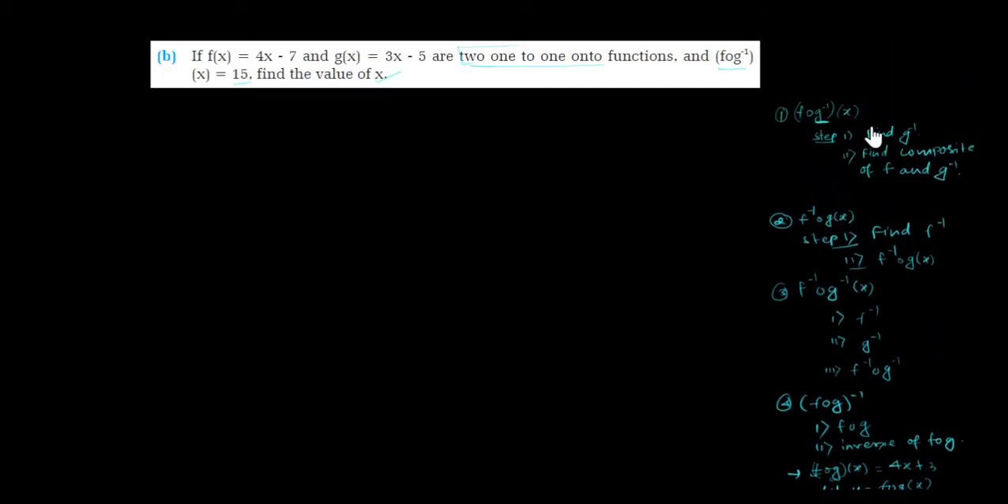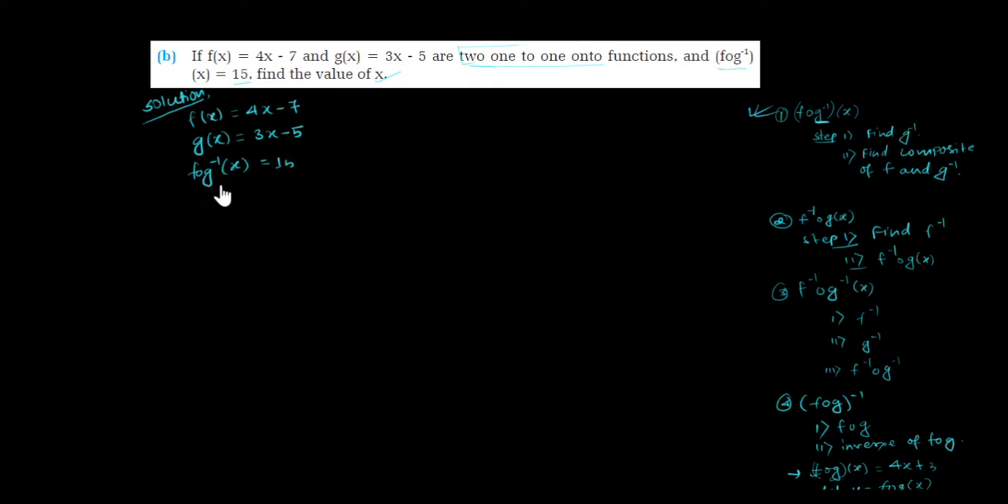So let me show you the solution here. This is of type 1 that I discussed here. So at first we need to find the g inverse, and then the composite. Solution: function f(x) is given. f(x) is equal to 4x minus 7. g(x) is equal to 3x minus 5. These two are one-to-one and onto functions. It means that the inverse of both functions exists. So we need to find g inverse here at first.